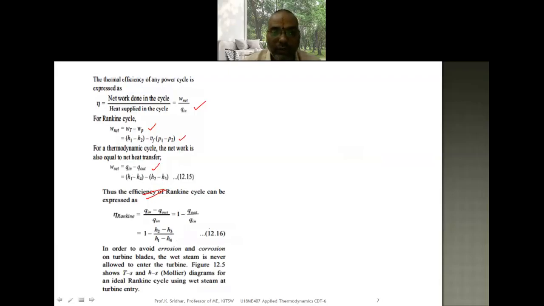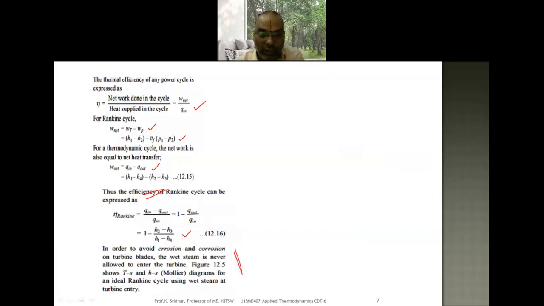And the Rankine cycle efficiency is equivalent to the net work done, which is also equivalent to heat supplied minus heat rejected, that is Q in minus Q out, so it is 1 minus Q out by Q in. So the formula is 1 minus (H2 minus H3) by (H1 minus H4). Here is another important point I have written.